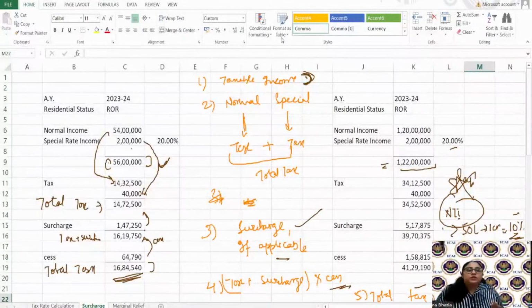Total income means total income including special rate income and normal income.